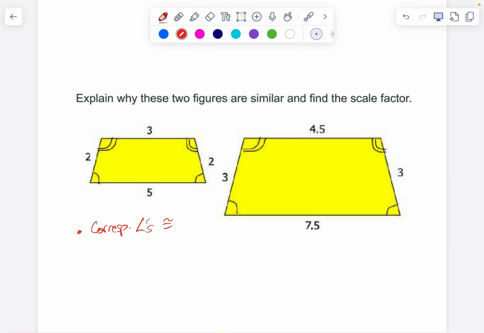And then what's the scale factor? What should you ask me? Yeah, which direction, right? So let's go little to big. Little to big. What's the scale factor? How about Mackenzie?